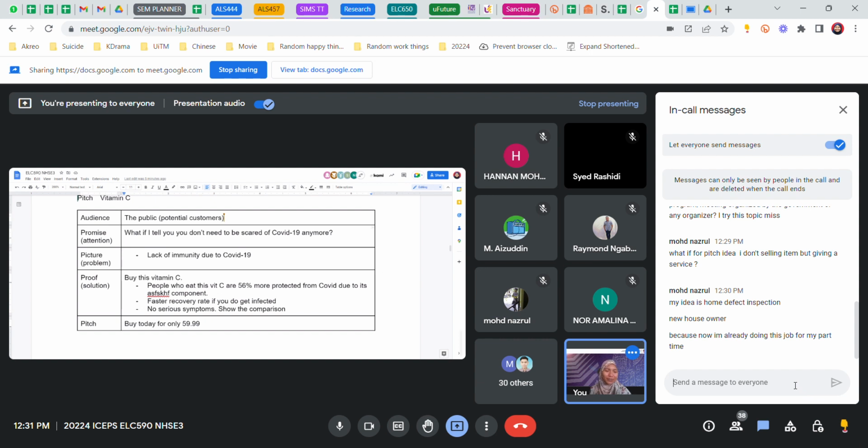Okay, yeah, that's cool. But like, when you want to sell this service, how do you attract new customers? Right? How do you convince new house owners that they need your service? That's why you have to phrase it as a problem. How is it a problem that you can solve for them?